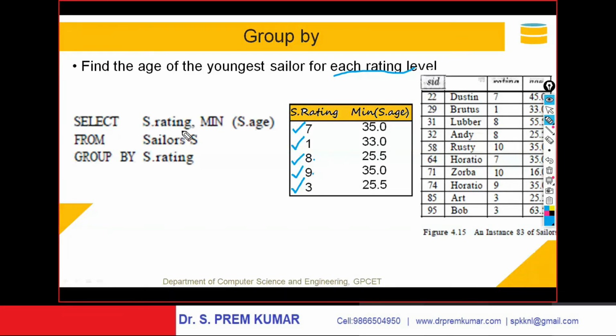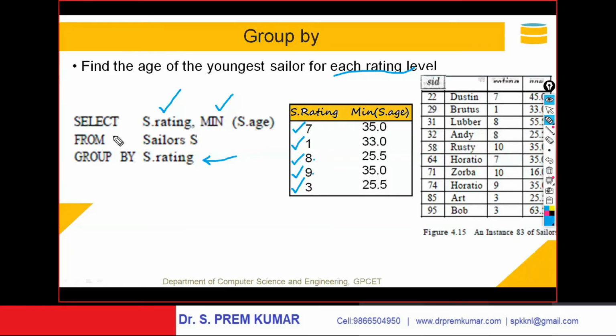Select S dot rating and minimum of age from sailors, group by S dot rating. Listen carefully: I want the rating and the minimum of age.